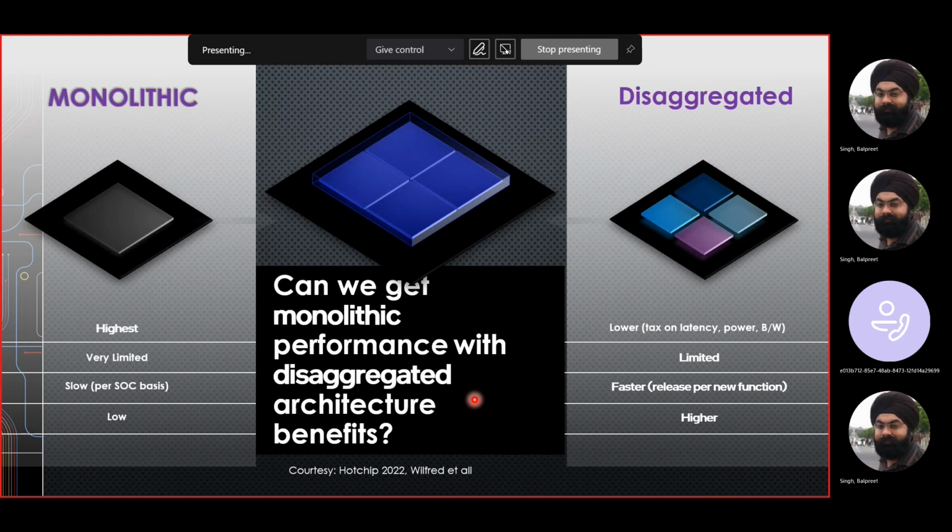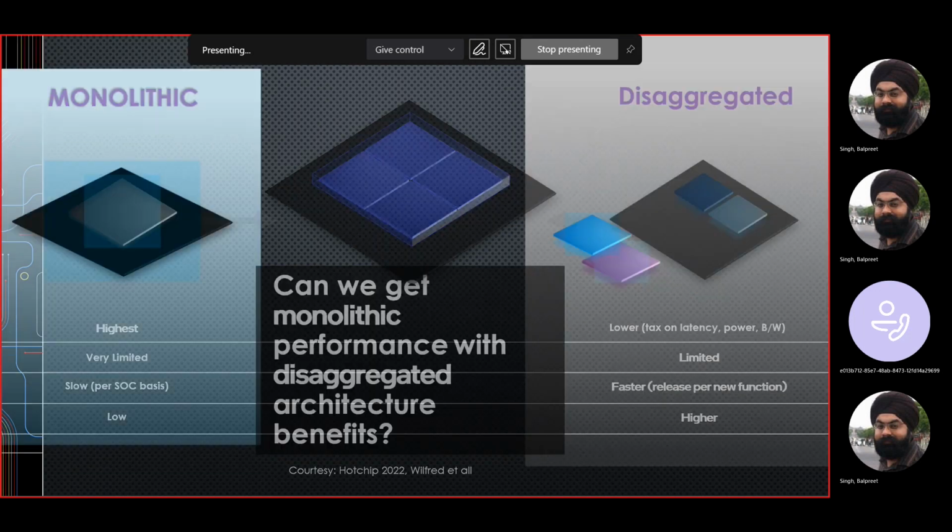And these foils were actually shared by us from Intel at last year's Hot Chips, so I've just reused them from there, thanks to my friend Wilfred. If you see here, monolithic versus disaggregated: can we get the monolithic performance with the disaggregated architecture benefit? That's the high-level engineering challenge all of us should work towards. That basically means I can design the disaggregated technology with the lowest latency, very high performance, faster convergence, and higher speed. That's the kind of game-changing phenomenon, the innovations we need. And every company is trying to do that.